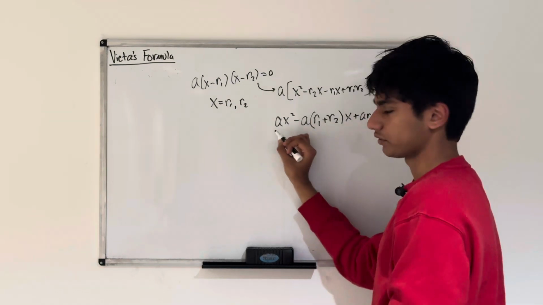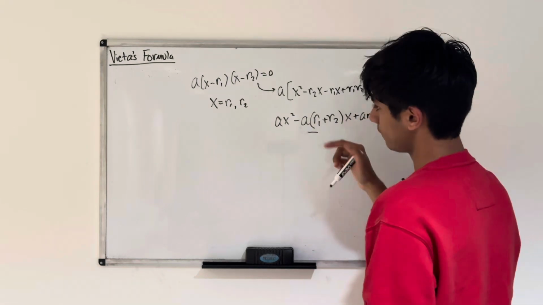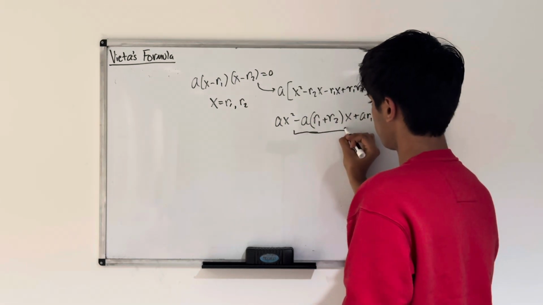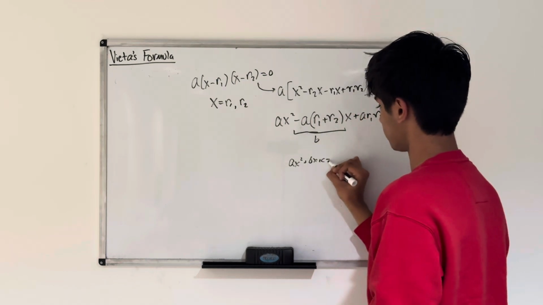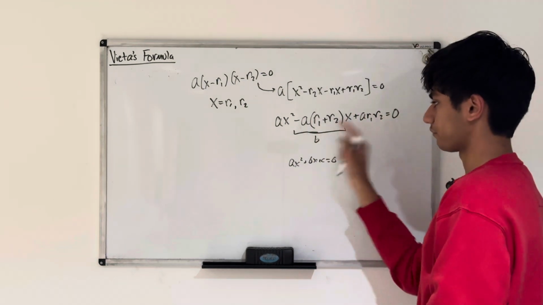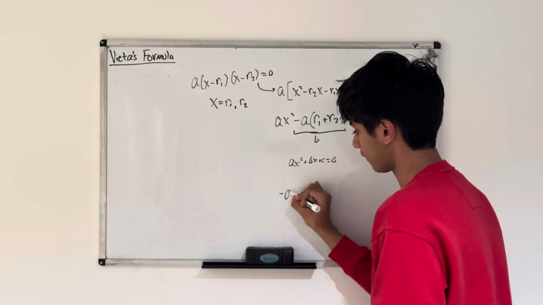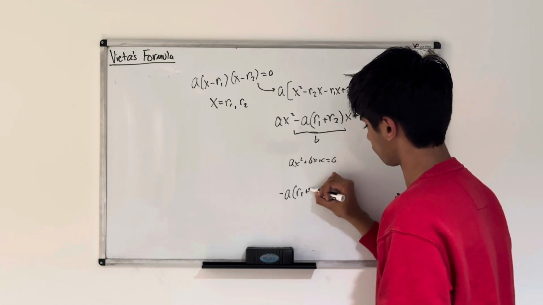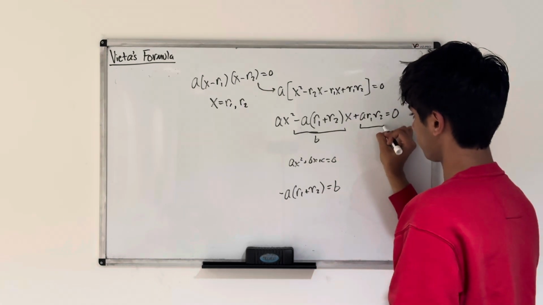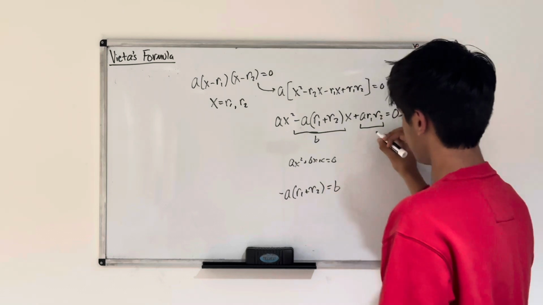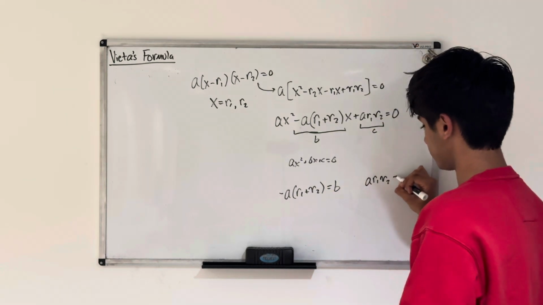Okay, so this is obviously our a term. But here we can see, as before, ax squared plus bx plus c equals 0. Our b is going to be whatever is in front of the x term, which is this coefficient. So we say that negative a times (root 1 plus root 2) is equal to b. Whatever is then added, the constant term, is our c. So a r1 r2 is equal to c.